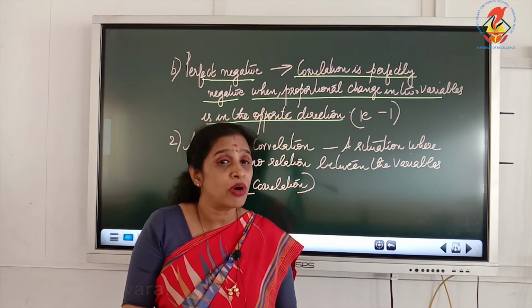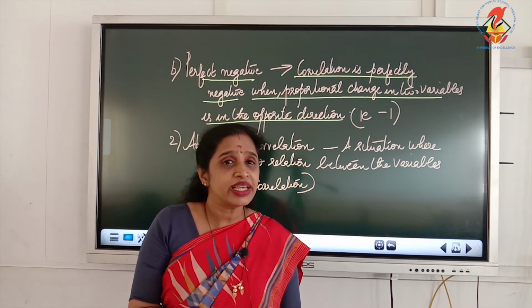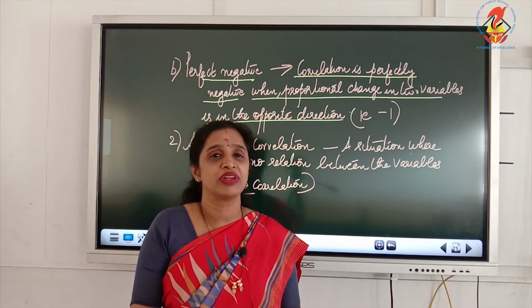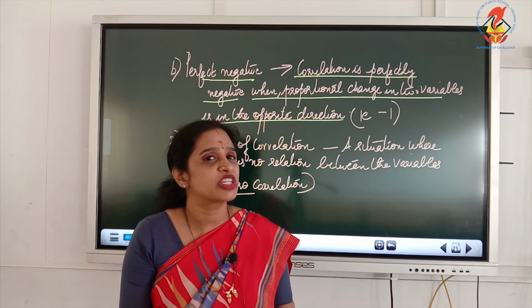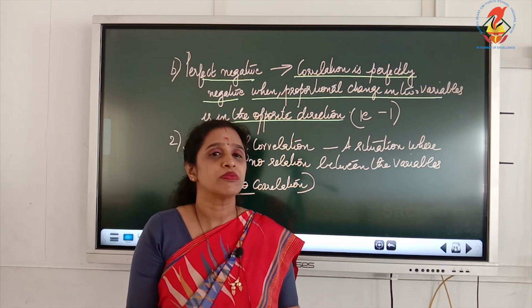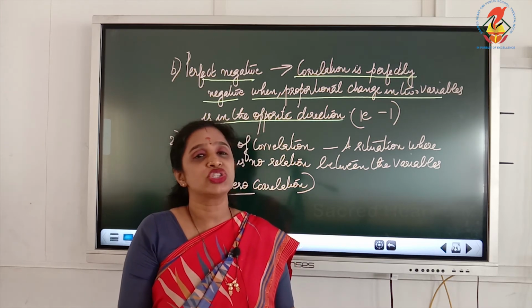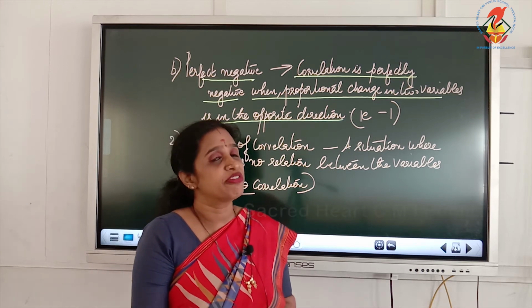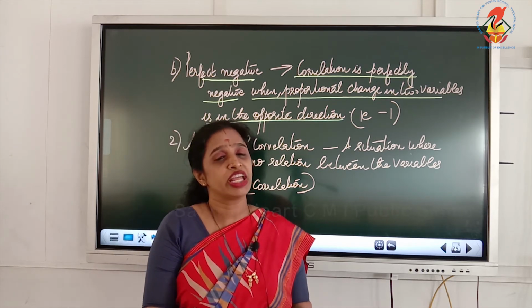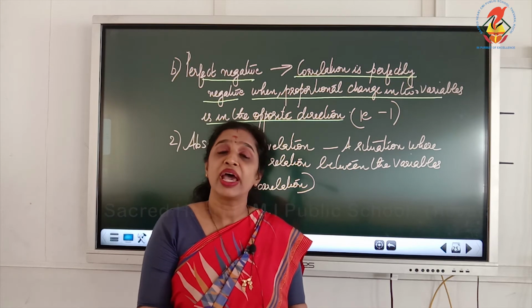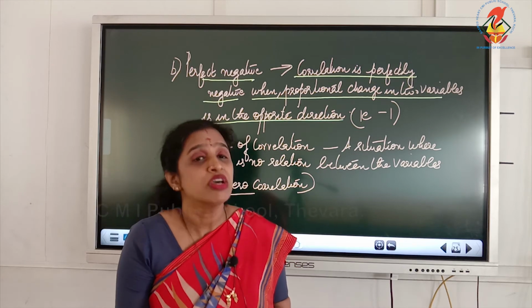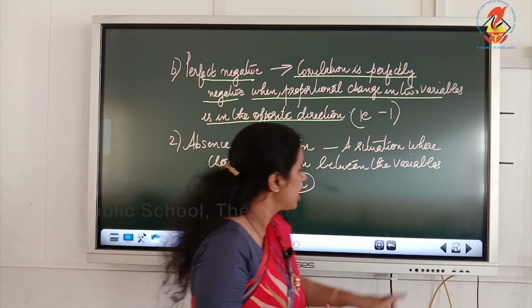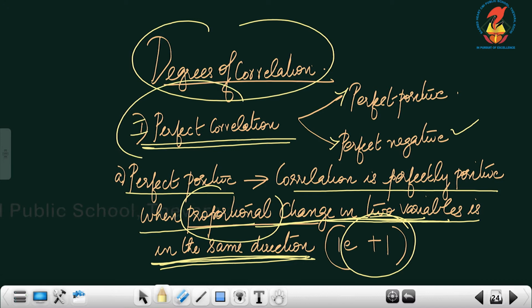So, we are discussing degrees of correlation. The first degree that we have learned is perfect positive and the second one is perfect negative. If it is perfect positive, both variables move in the same direction and their change is proportionate. If it is perfect negative, both variables move in an opposite direction and their change is proportionate. Negative correlation is signified as -1, positive correlation is +1, and both come under the heading perfect correlation because they are perfect.